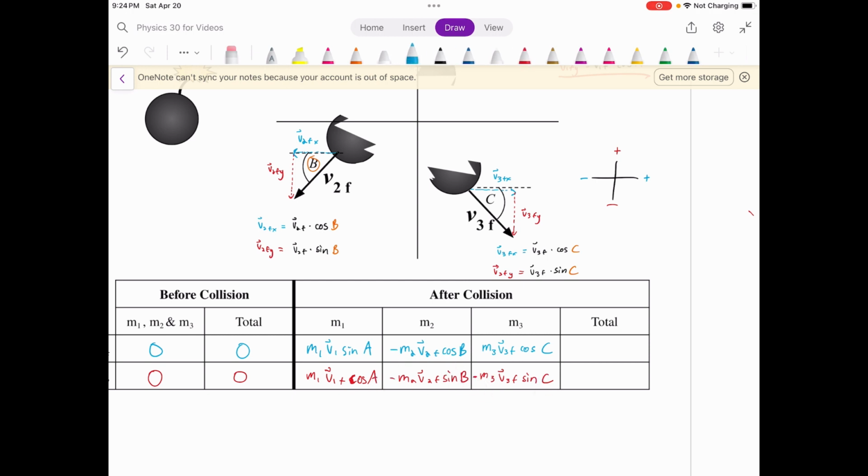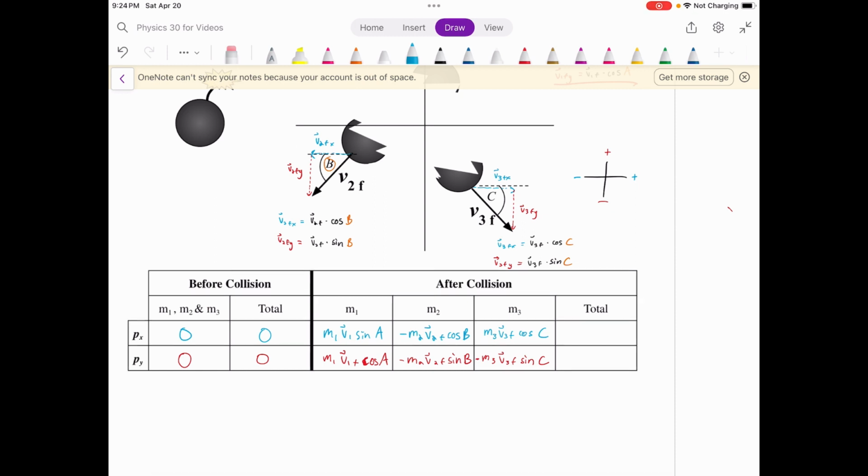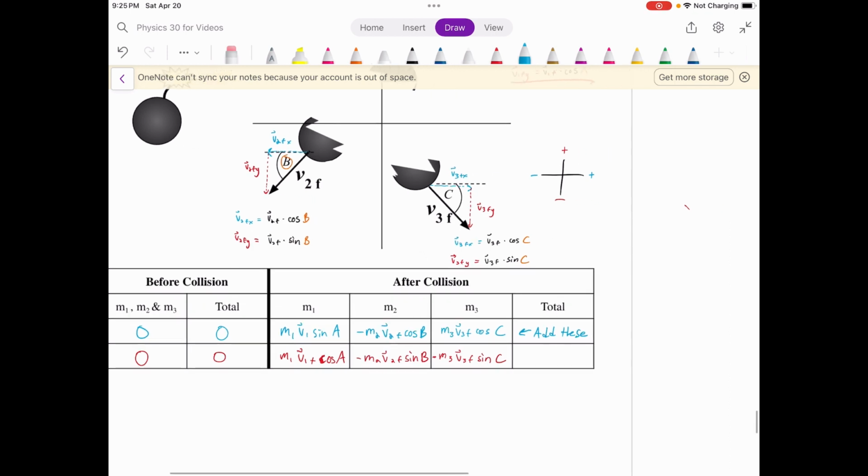Okay, so what's the total final x momentum? I mean, we know it's 0, but that means these all add to 0, right? So 0 equals this plus this plus this, which would let us find an unknown velocity maybe, right? Or maybe an unknown mass. Who knows what's unknown? So add these, and we know that will equal 0, right? And add these. And the fact that they equal 0 can figure out what anything we don't know has to be, right?